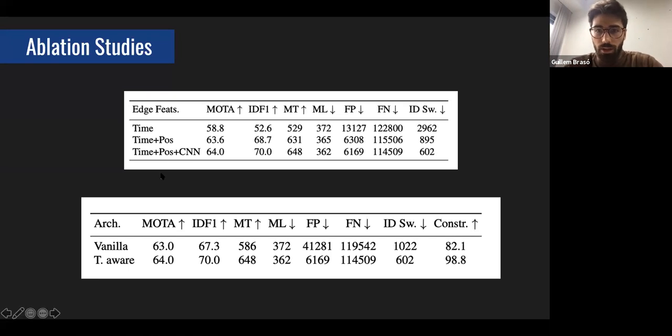And then here, I haven't explained these metrics, but MT means mostly tracked. So how many trajectories you have almost completely covered. This is mostly lost. How many trajectories you have mostly lost. False positives, false negatives, and these ID switches. But essentially, the things to keep in mind are MOTA and IDF1, which are the most representative metrics.